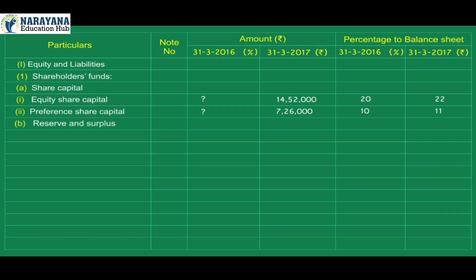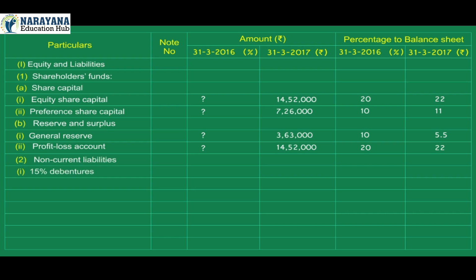B. Reserve and surplus. 1. General reserve, question mark, 3,63,000, 10%, 5.5%. 2. Profit and loss account, question mark, 14,52,000, 20%, 22%. 2. Non-current liabilities. 1. 15% debentures, question mark, 7,26,000, 10%, 11%. 2. Loan of BOB, question mark, 7,26,000, 10%, 11%.